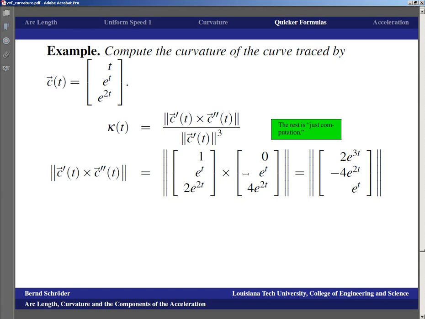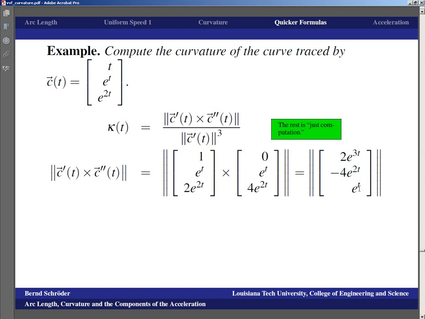Second component, well, we blot out the second row and do the cross multiplication. 1 times 4e to the 2t minus 0 gives us 4e to the 2t, and then remember, in the middle component, we've got that extra negative sign. And finally, for the third component, we blot out the third row. 1 times e to the t minus 0 is e to the t.